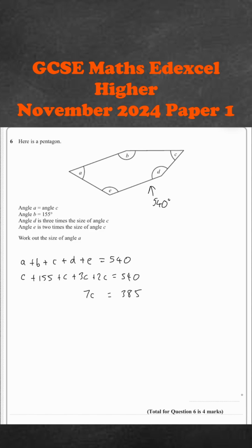385 divided by 7. 7 times 50 is 350. 7 times 5 is 35. So 350, 35. That makes 385. So 55 times 7 is 385, which makes C 55 degrees, which makes A 55 degrees.